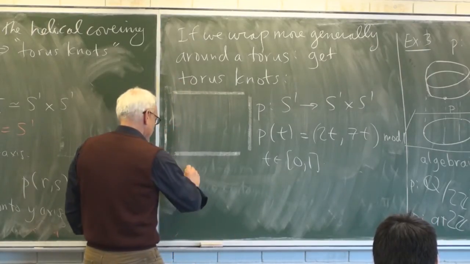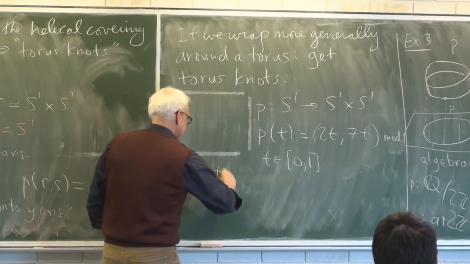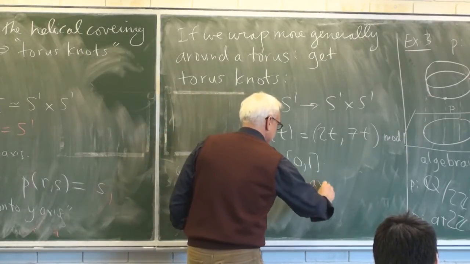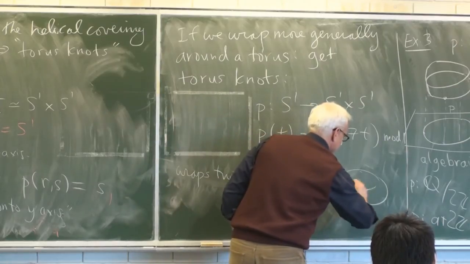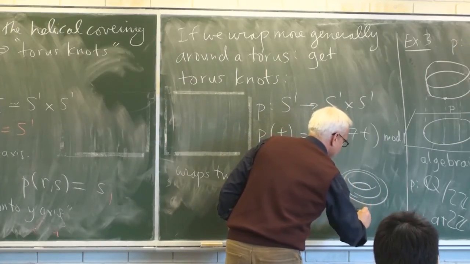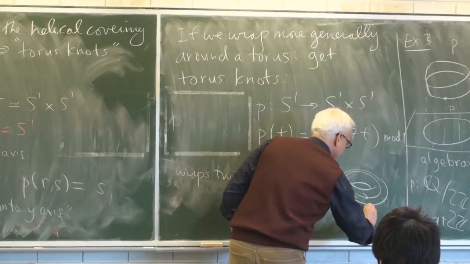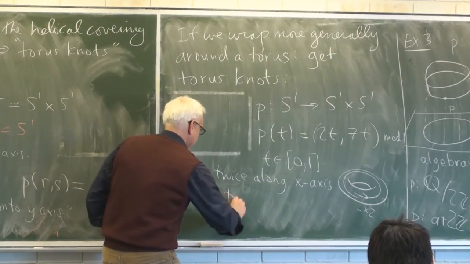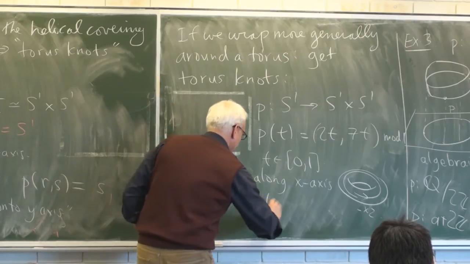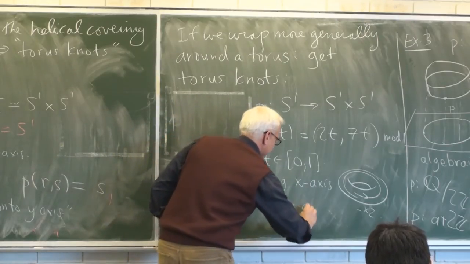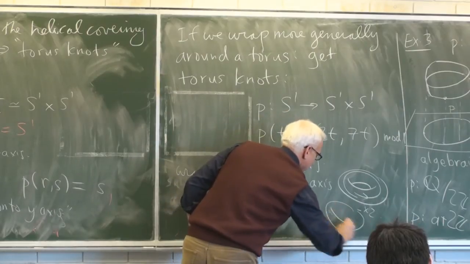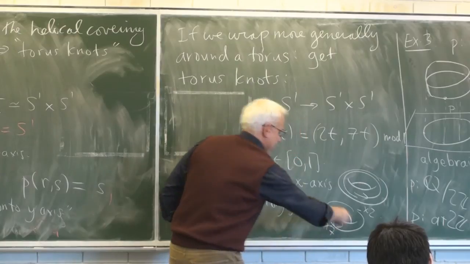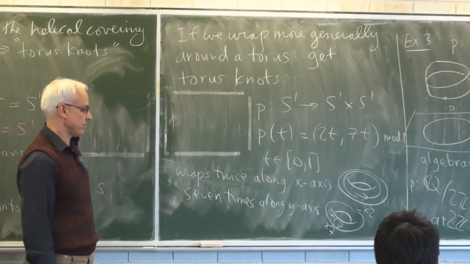So this wraps twice along the x-axis. So in other words, it goes around in this direction twice. And 7 times along the y-axis. So that's the y-axis. It goes around 7 times around that direction.